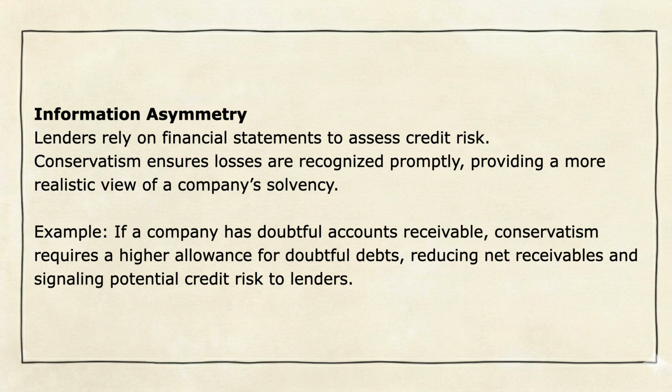Information asymmetry. Lenders use financial statements to figure out how risky lending to a company is. Being careful means they see any losses as soon as they happen, which gives them a clearer picture of whether a company can pay back what it owes. For instance, if a company has some accounts that might not be paid back, being careful means they set aside more money for doubtful debts. This lowers the company's total receivables and lets lenders know there might be some credit risk involved.